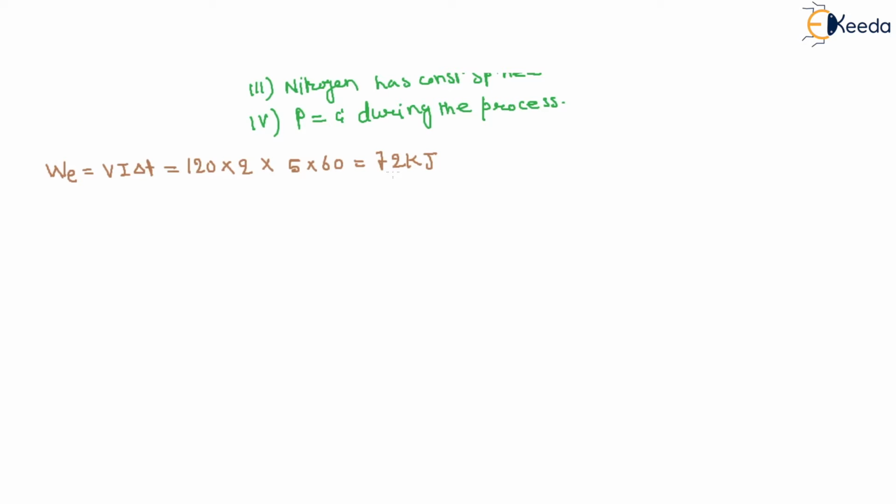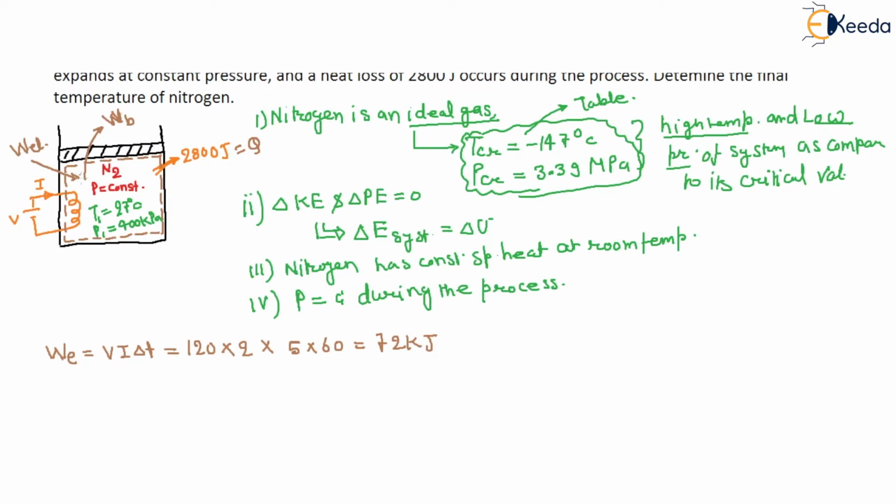Now when this much work goes into the system, that means you add energy to the system. The value is 72,000 joule. This is equivalent to how much?